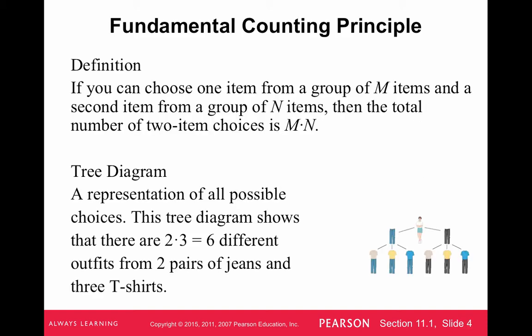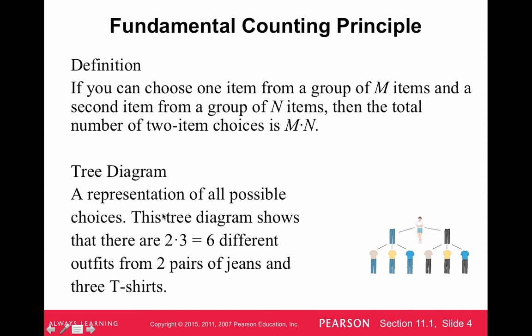So if you can choose one item from a group of m things and a second item from a group of n things, then the total number of two item choices is m times n. Now this really works for a third choice and a fourth choice. The way I say this is, if you're selecting one thing from a certain number of things and you do that at a certain number of stages, you just multiply your options at each stage. And the number of options at each stage they're showing here is m and n, the number of items in each group. So a tree diagram is a visual way to show that.